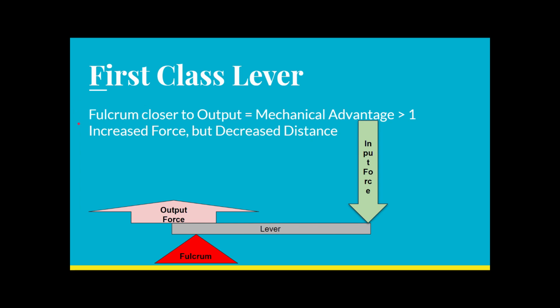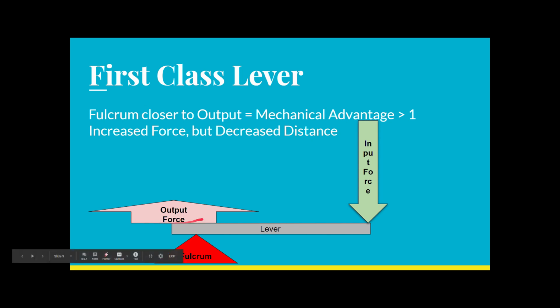So on a first class lever, if the fulcrum is closer to the output, the mechanical advantage is greater than 1, which again means you're going to get increased force but decreased distance. You can see that on this diagram here. The fulcrum has moved from the center over to the side, closer to the output. And the way that I'm going to show this here is if the force is wider, that is a greater force. That means that it's pushing or pulling harder. And how far it moves, I'm going to use the length of the arrow to show that.